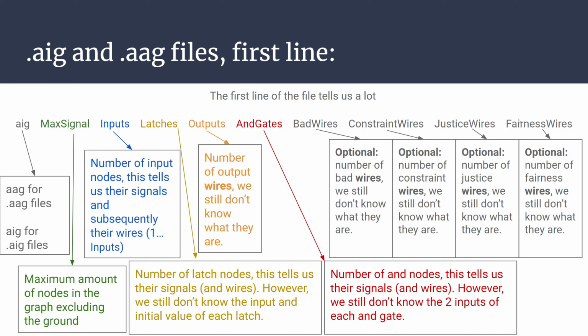Justice and fairness, they talk about fairness constraints, and they're generally not implemented because they can be converted into bad wires and constraint wires. If you had an AIG file that has justice wires, you can convert it to a similar problem that does not have justice wires and fairness wires. And that's why a lot of model checkers don't even allow you to have more than zero in these numbers, or not to have them at all.